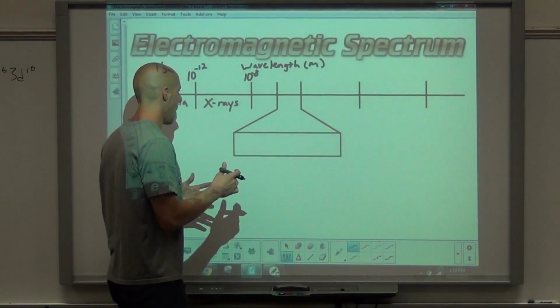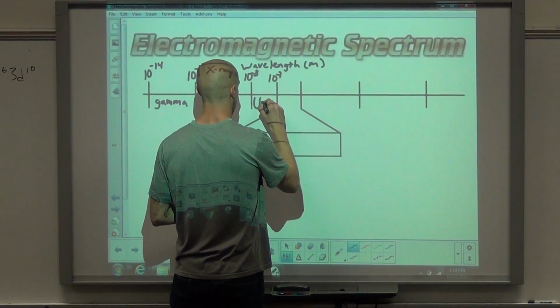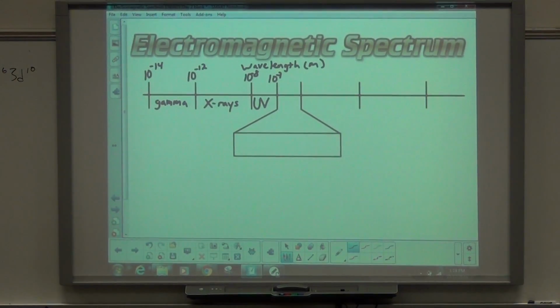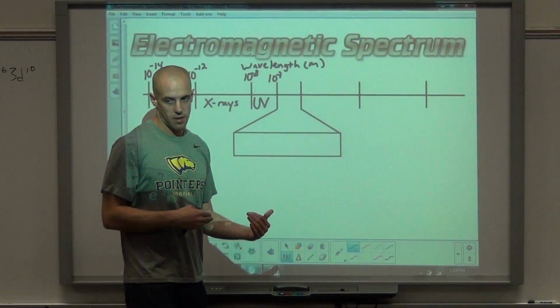Okay, the next size of radiation here, from 10 to the minus 8th to 10 to the minus 7th, is UV radiation. Okay, so UV light, literally UV light that gets emitted from the sun, as a wavelength from 10 to the minus 8th to 10 to the minus 7th.